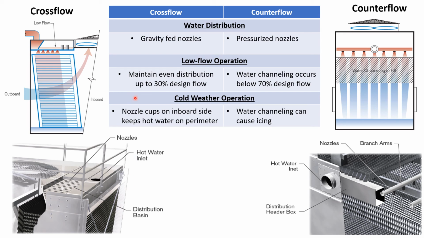The final consideration is the way the towers perform under cold or freezing conditions. The configuration of crossflow keeps the hot water on the perimeter of the tower and keeps the colder water on the interior. This discourages freezing throughout the tower. Counterflow towers, on the other hand, can experience icing if water channeling is occurring. And there are also opportunities for ice accumulation to happen within the air louvers that can go undetected by maintenance or facilities operations.